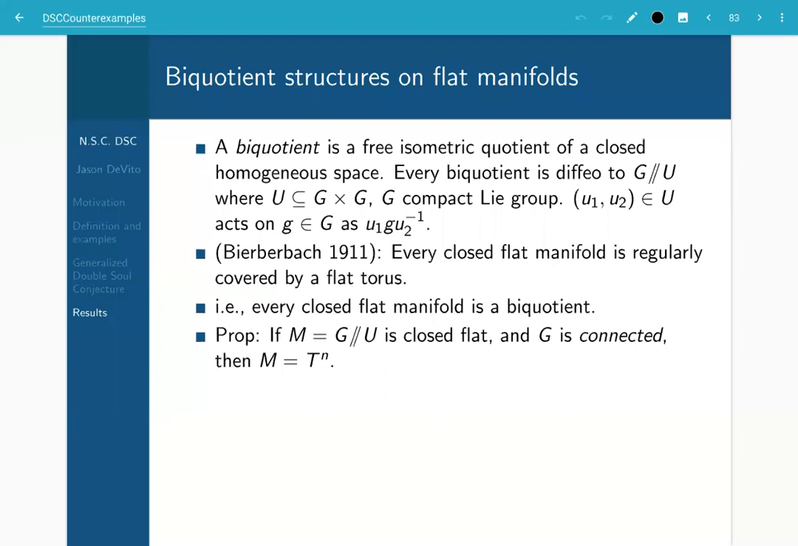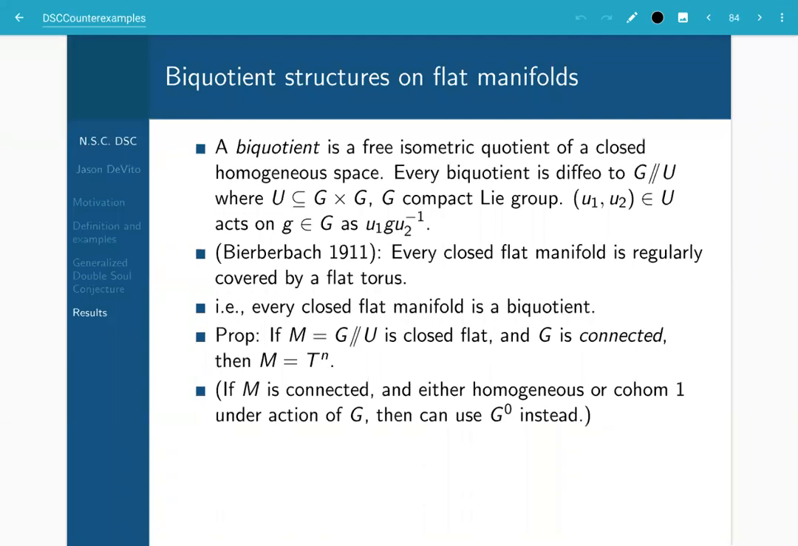And so to put this result in proper context, if we're talking about connected manifolds and I tell you it's homogeneous, or I tell you it's cohomogeneity 1 under some action of a Lie group, then you can replace that Lie group with the identity component, and the manifold is still homogeneous or cohomogeneity 1. So we do this all the time. If you care about connected manifolds, we often just say we're going to assume our groups are connected. And you can get away with that for a lot of purposes. The point of this proposition is when you're doing biquotients, you cannot do that. So this M here is any closed flat manifold. It could be connected, it could be a Klein bottle, for example. And then the result here is that if you're insisting that your groups be connected, then you're just never going to get a Klein bottle ever.